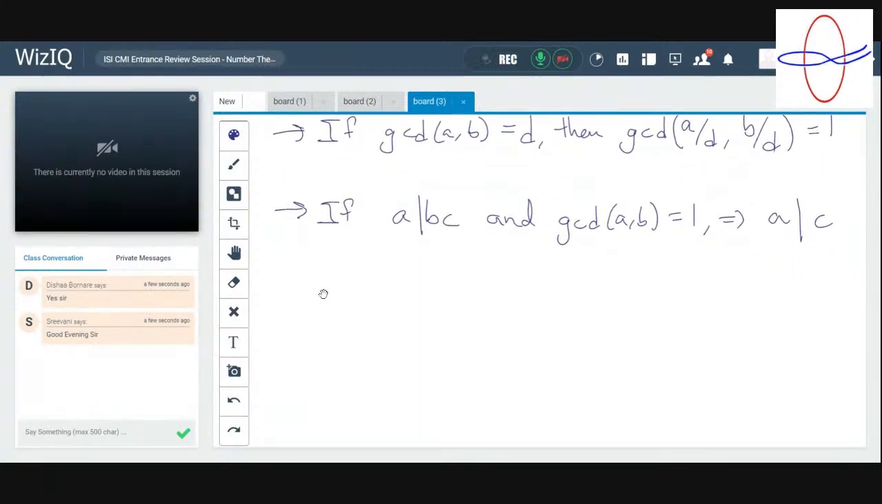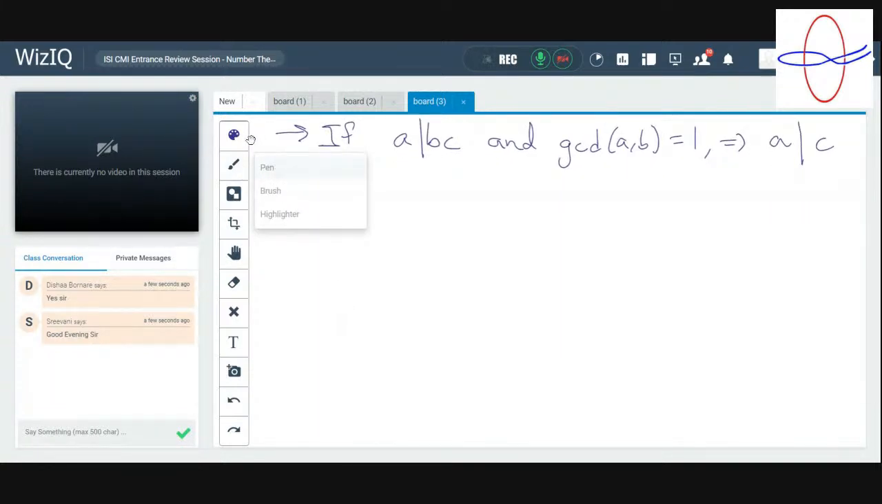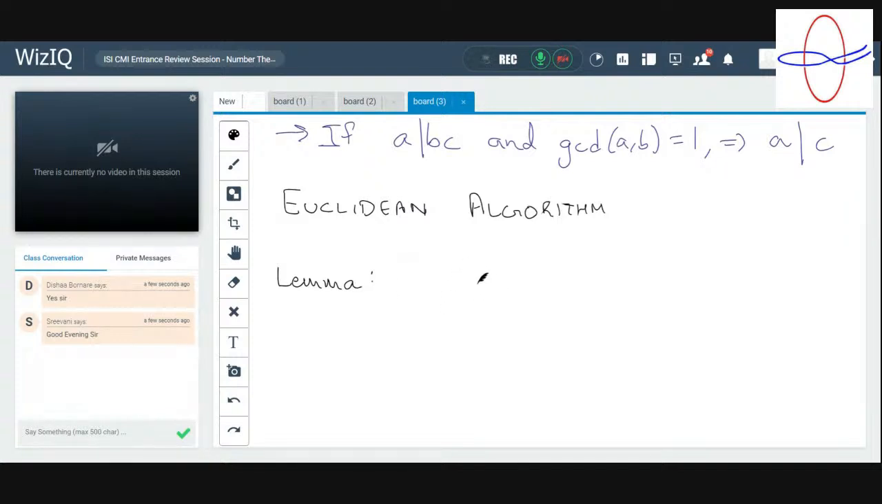Okay. So then how do you find the GCD? Obviously, you know one method that you've learned in school long ago, but how do you do it when you have very, very big numbers? That's where the Euclidean algorithm comes into play. And this works because of one very particular lemma. So let me state the lemma, then I'll state the algorithm.